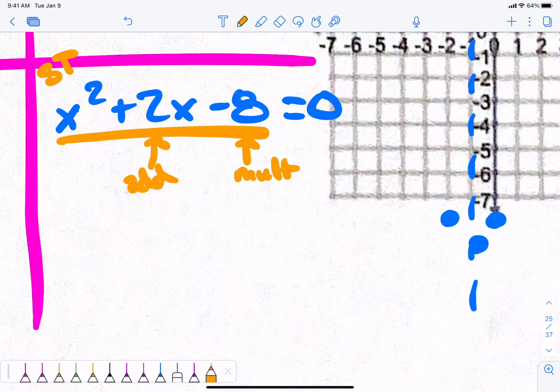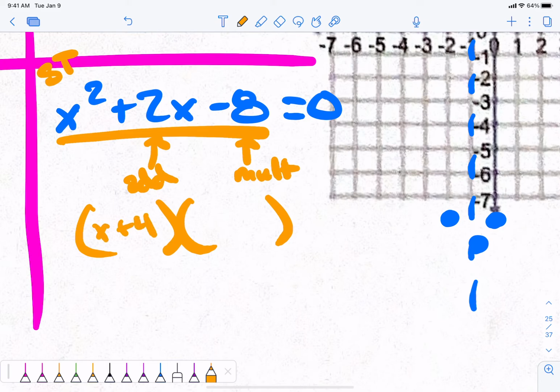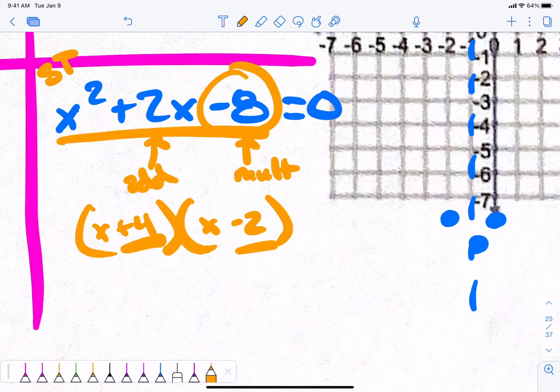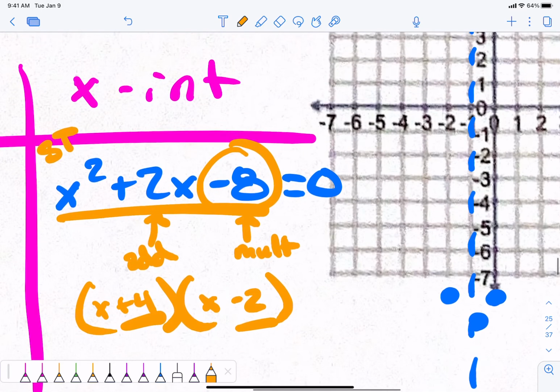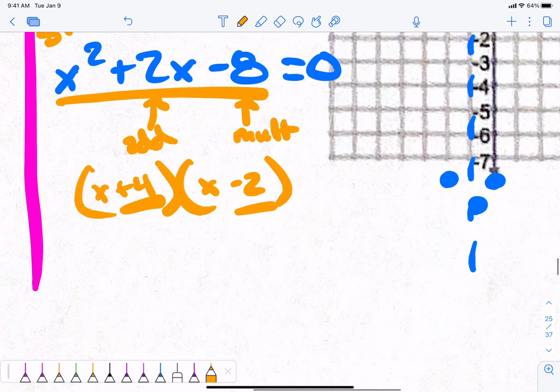Positive 4, negative 2. I like it. X plus 4, x minus 2. Okay? Positive 4 and negative 2 multiplied gives me negative 8, but 4 minus 2 is positive 2, so that works, right?